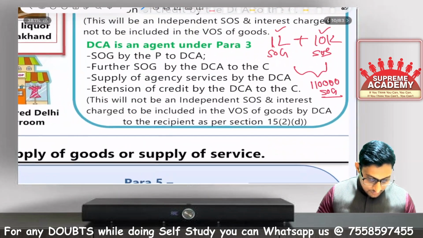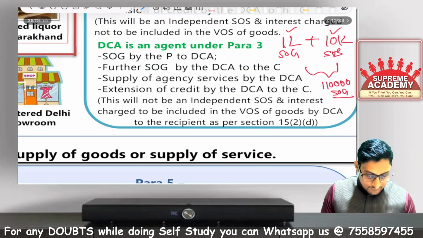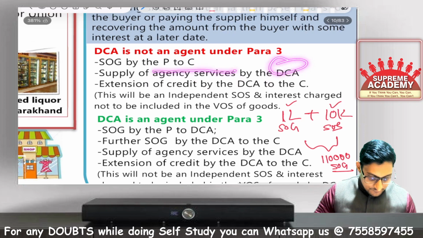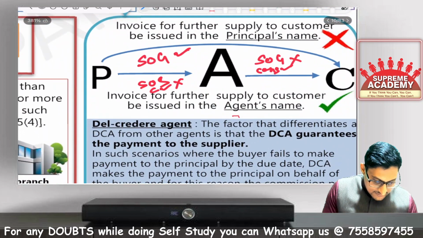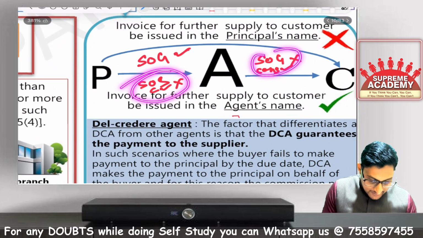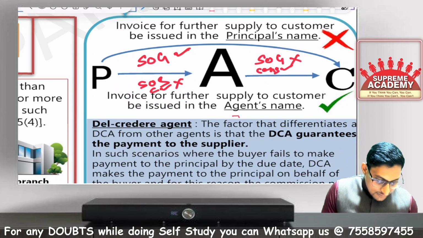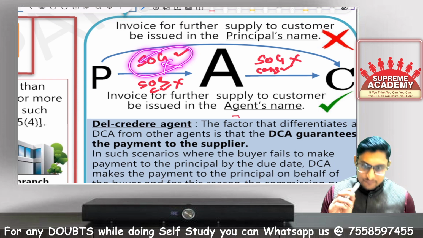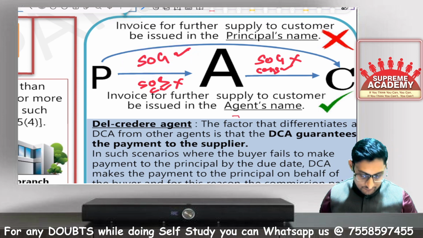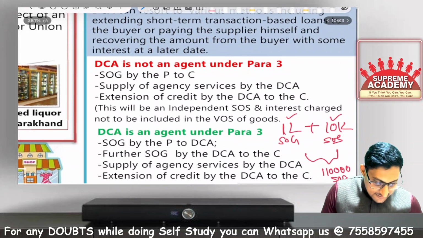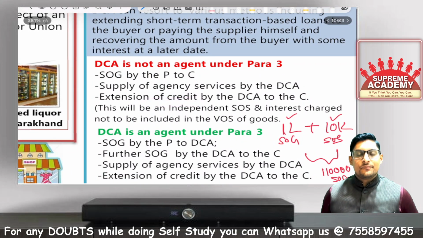Yes. Now, second thing, supply of agency services by the agent. Yes, this is supply, sir. If this is not an agent of para 3, whether this will be a supply? No, sir. This will not be a supply. First of all. Now, what else service is the agent giving? He is giving the extension of credit services.